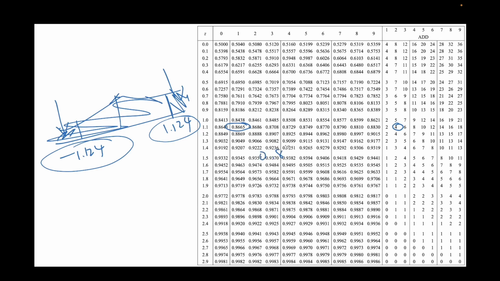So it's 0.8665 plus a 4 at the end, which is 0.8669. That's the area to the left of 1.124. Therefore, the area to the right is just, you type in your calculator, 1 minus 0.8669 to get 0.1331.